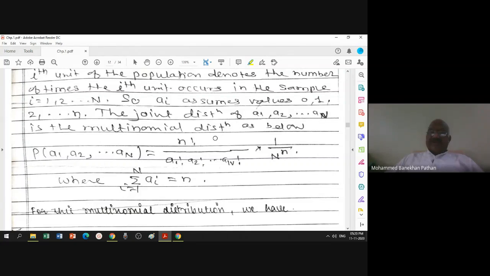The formula of the multinomial distribution is n factorial over a_1 factorial ... a_N factorial. There I wrote x, here I wrote a_1, a_2, ..., a_N, into (1 upon N) raised to n, which is the probability. 1 upon N multiplied by 1 upon N, every time 1 upon N, is repeated small n times, so I write it simplified like this. Sum of a_i is the sample size.